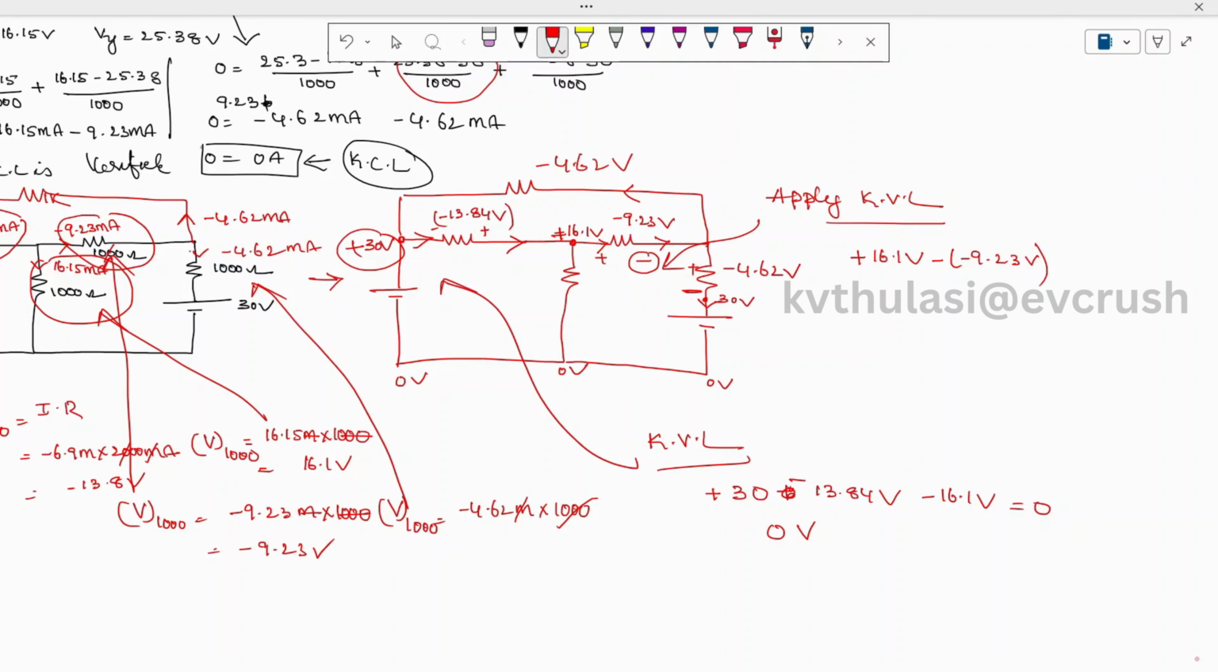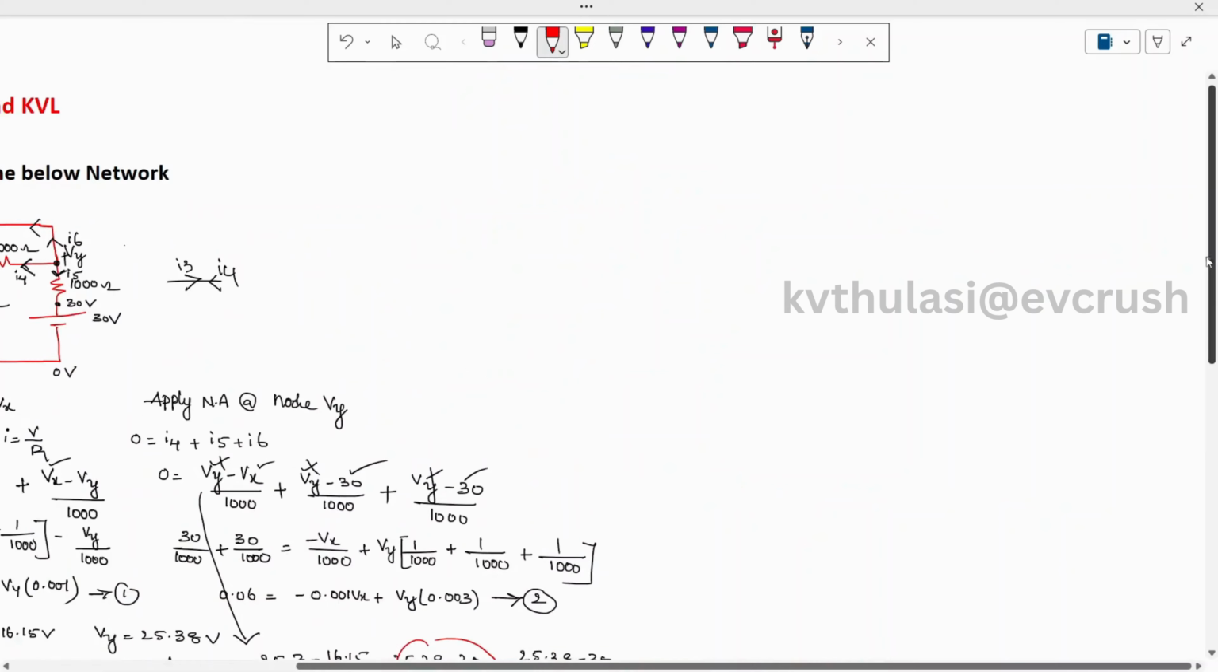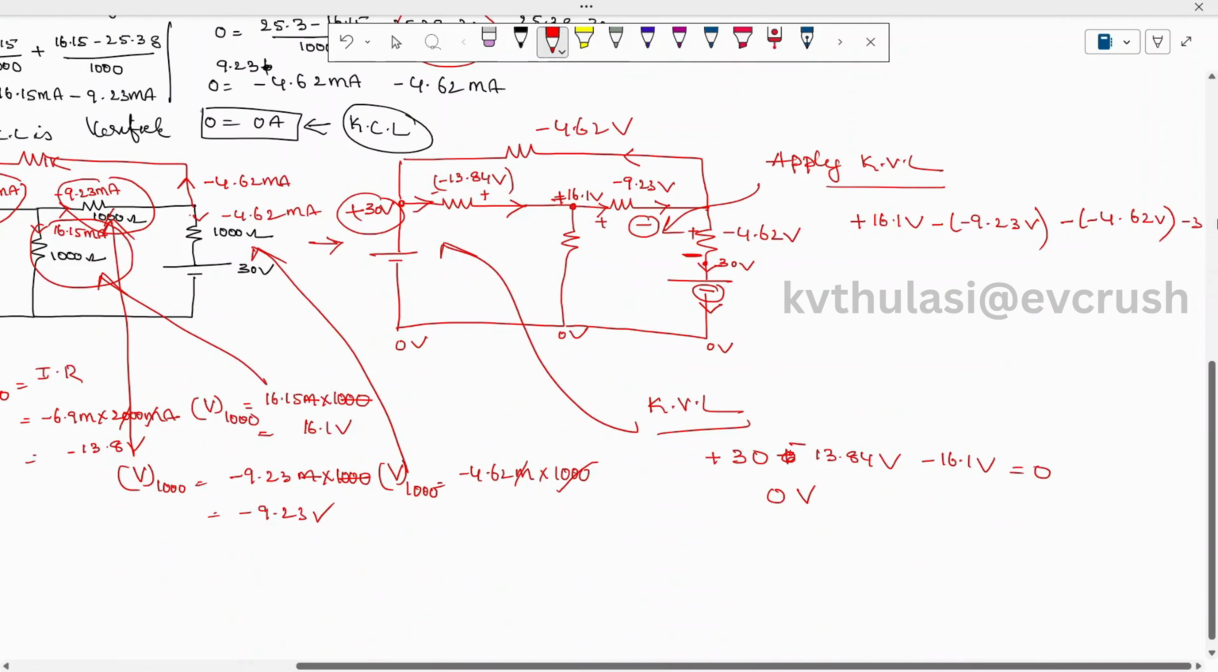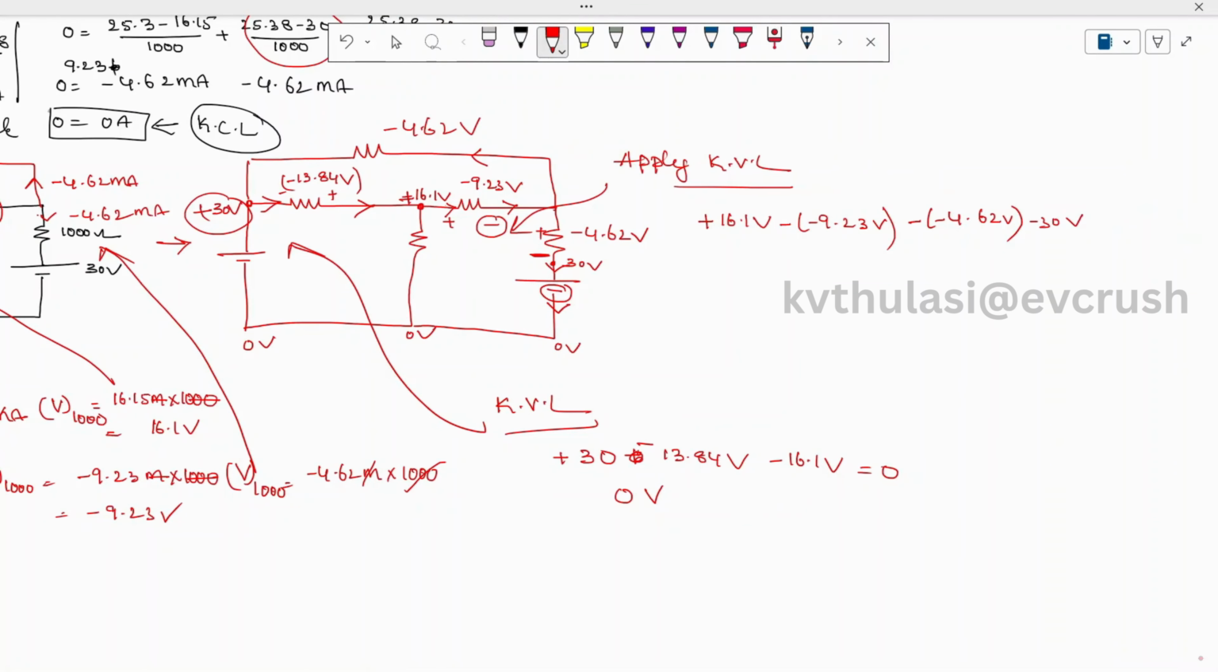And current is leaving this side. So when our current is leaving, what is the leaving polarity? Minus. So minus of minus 4.62 volts, and the leaving terminal of this voltage is minus 30. So then you are going to get minus 30 volts. So this is 16.1, minus into minus is plus 9.23, minus into minus is plus 4.62, that is equal to 30. So 16 plus 9 plus 4 is 30 volts. The equation is balanced.